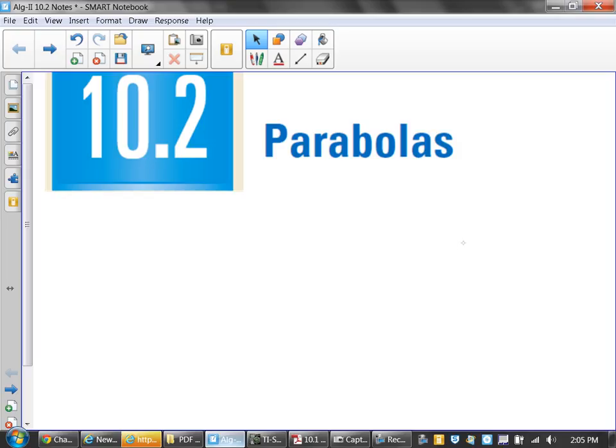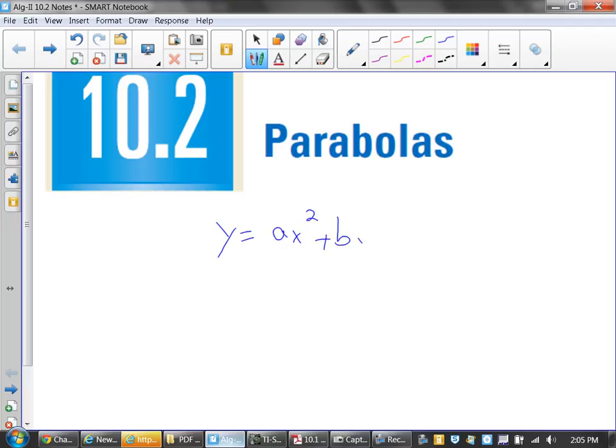You guys have all worked with parabolas in the past. You guys have all graphed parabolas. You graphed them when they look like this: y equals ax squared plus bx plus c. You graphed them when they were written up as trinomials.